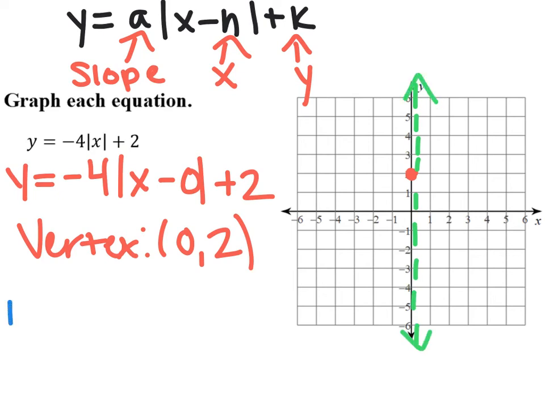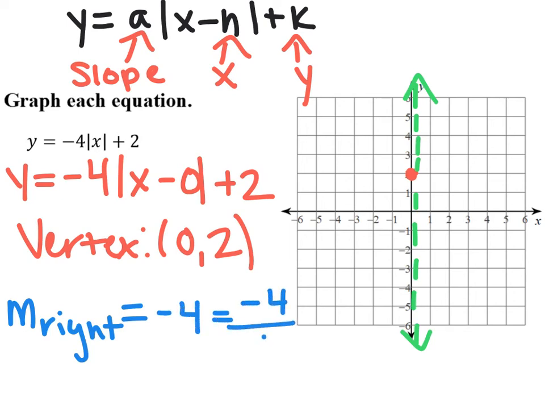Then I'll use the slope of the right side. The slope of the right side in this case is -4, which I can rewrite as -4 over 1. So I'm going to go down 1, 2, 3, 4 over 1 and draw in the right side of my graph. Finally, I'm going to reflect this point to the other side and draw in the left side of the graph.